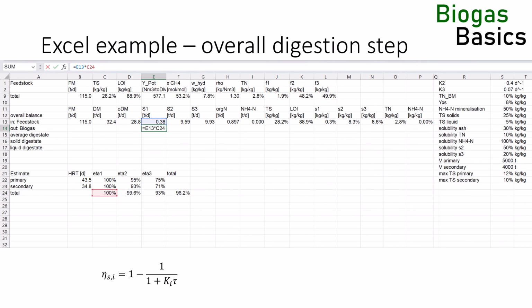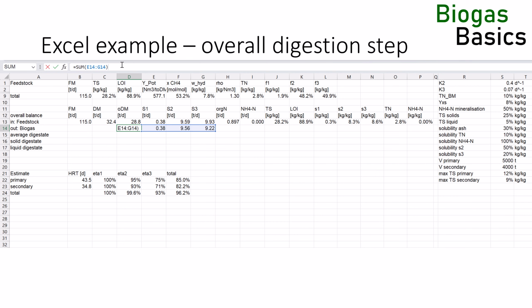The substrate mass flows in the biogas stream are simply the substrate flows in the feedstock times the respective substrate conversion efficiency. For substrate fraction 1, 0.38 tons per day are in the feedstock, the conversion is 100%, so 0.38 tons per day will be in the biogas. We repeat the exercise for fraction 2 and 3. The organic dry matter flow of the biogas is simply the sum of the 3 substrate mass flows.